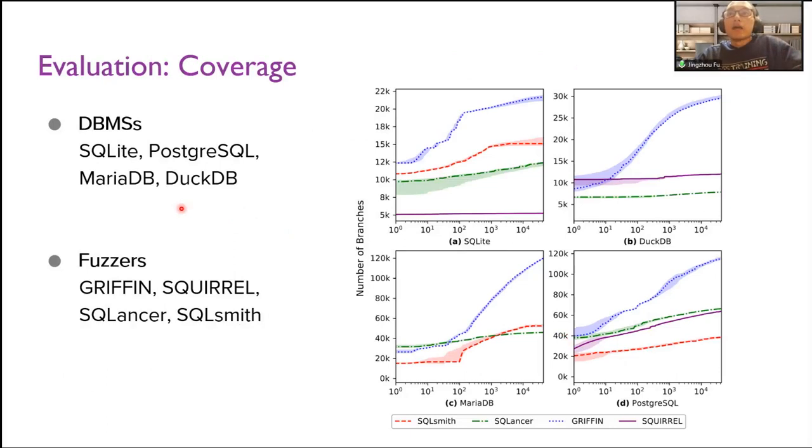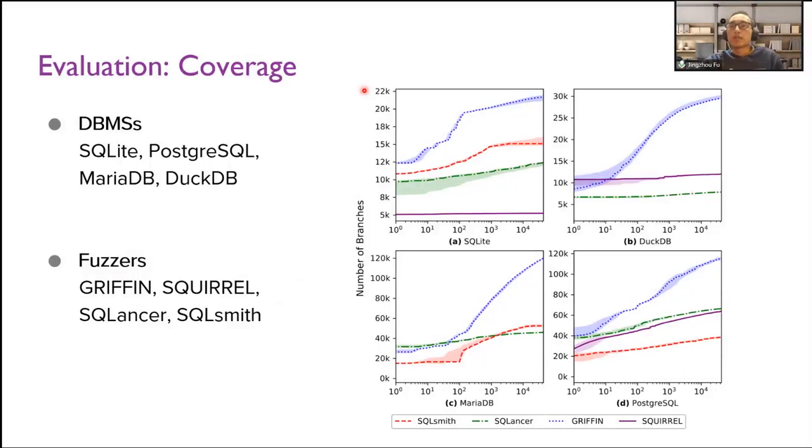We evaluate Griffin on 4 DBMSs, including SQLite, Postgres, MariaDB, and DuckDB, with comparison to 3 DBMS fuzzers, SQLsmith, SQLancer, and Squirrel. For the generation-based fuzzers, SQLancer and SQLsmith, we use their default fuzzing configuration. For the mutation-based fuzzers, Squirrel and Griffin, we collected SQL test cases from the official regression test suite of the DBMSs as their initial seeds of fuzzing.